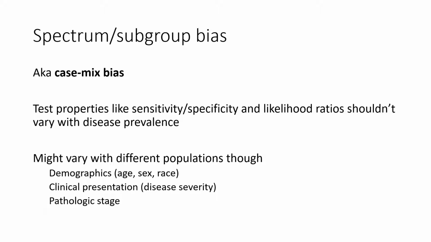So the first type of bias we'll talk about is the spectrum or subgroup bias, which is also known as case mix bias. As we said earlier, test properties like sensitivity, specificity, and likelihood ratios shouldn't vary with disease prevalence. But they might, though, in real life. If a test is derived in one population but applied somewhere else, these test properties might change. For example, if the new population has a different age background or racial background, or if the clinical presentation is different, maybe different disease severities or a different pathologic stage, the results may be different for your sensitivity and specificity and likelihood ratios.